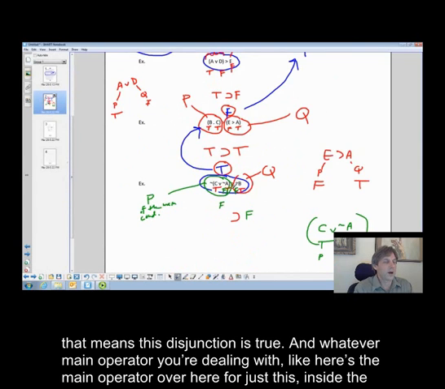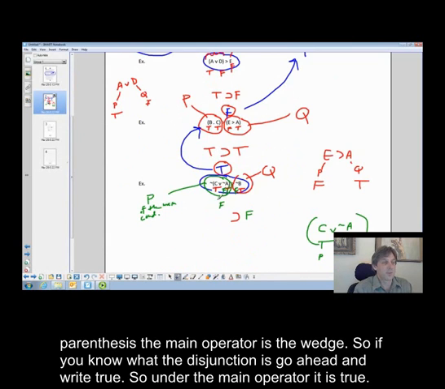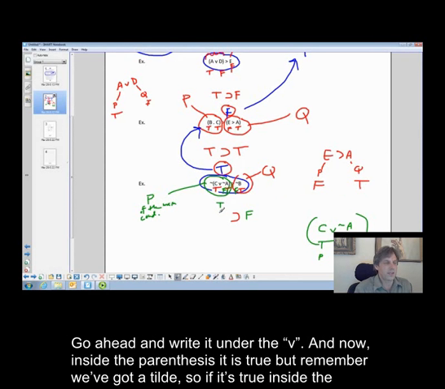And whatever main operator you're dealing with, like here's the main operator over here for just this. Inside the parentheses, the main operator is the wedge. So if you know what the disjunction is, go ahead and write true. Well, let's erase that. Okay, sorry about that. Don't want that to confuse you. Let's go back. So under the main operator, it is true. Go ahead and write it under the V. And now, inside the parentheses, it is true.